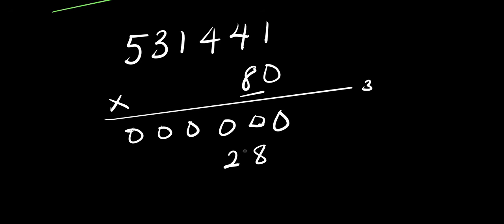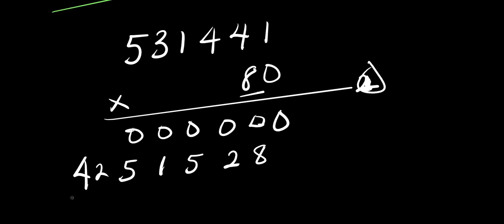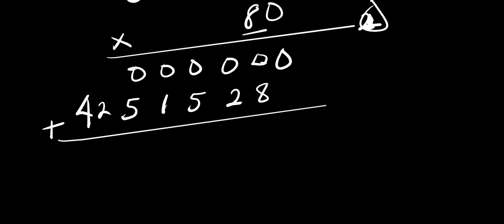Again, 32 plus 3, that's 35, 5 carried over 3; 8 times 1, 8; 8 plus 3, 11, 1 carried over 1; 8 times 3, 24; 24 plus 1, 25, 5 carried over 2; 8 times 5, 40; 40 plus 2, 42. We are going to add this together.